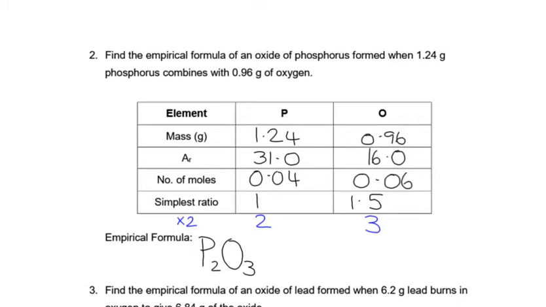So I multiplied until I got whole numbers. It must be the simplest whole number ratio, so you can't just say if I multiply by 10 I'll get 10 and 15, because that's not the simplest whole number ratio.